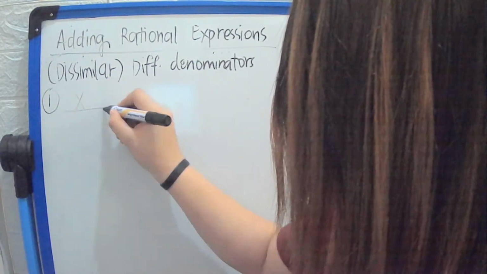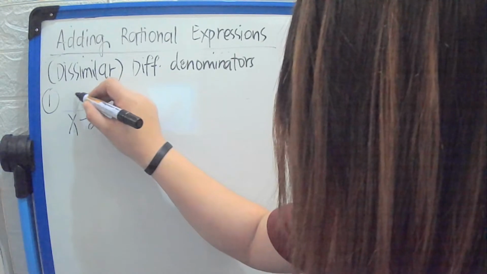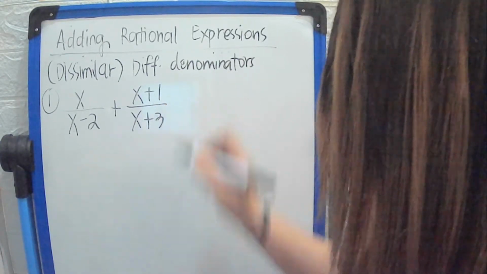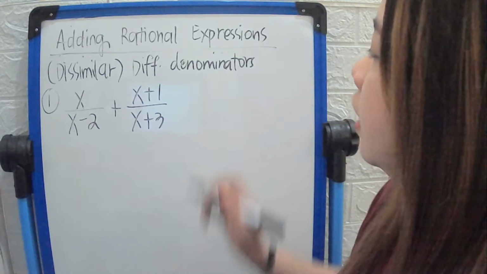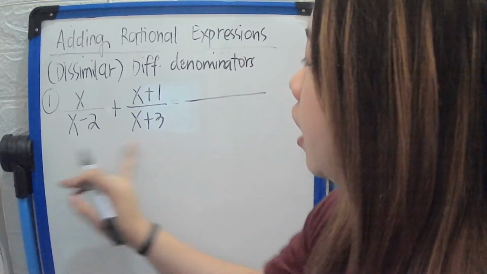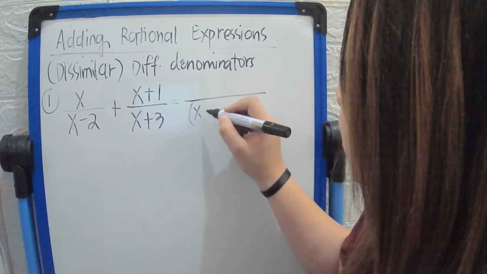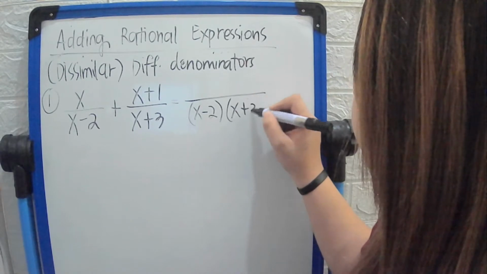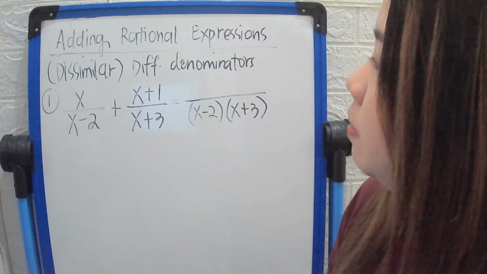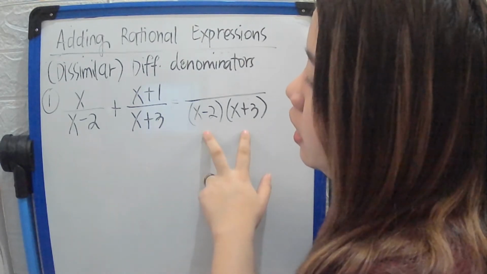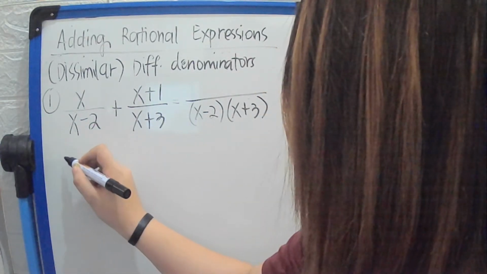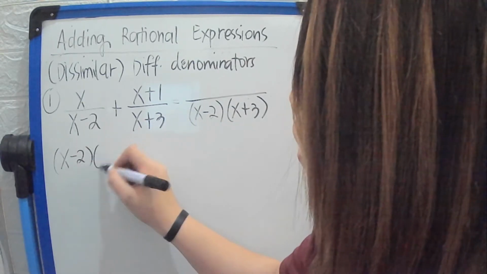Okay, so let us have this example. If I have x over x minus 2, plus x plus 1 all over x plus 3. So what we're going to do here is to get the LCD. But since you have two binomials and they are not factorable, we just copy each denominator. So this will be our LCD directly. Same with adding similar fractions, we divide the LCD by the denominator and then multiply it by the numerator. So we will have the LCD x minus 2 times x plus 3.